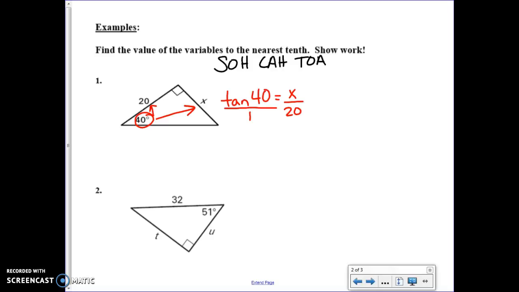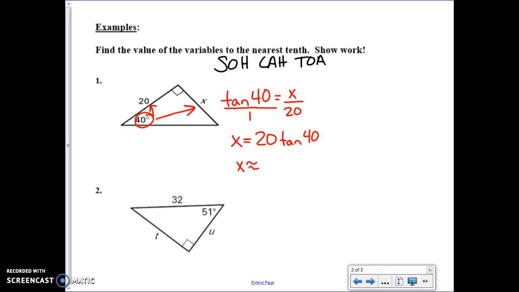So now, since that's over 1, I can cross multiply there. So I have 1 times x, or just x, and then I have 20 times the tangent of 40. And there's a reason I put that 20 up front. It just looks a little neater. And your calculator knows when you plug it in that you mean the tangent of 40, not the tangent of 800 if you multiplied 40 by 20. So if you keep that 20 up front, it just is a little easier. So once we have x, we're just going to plug that in our calculator.